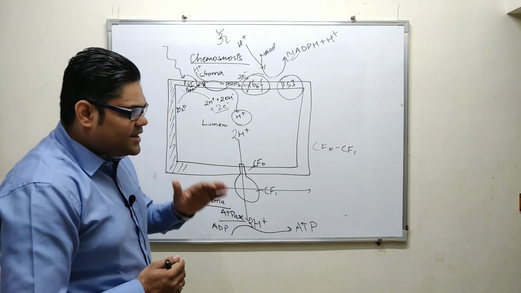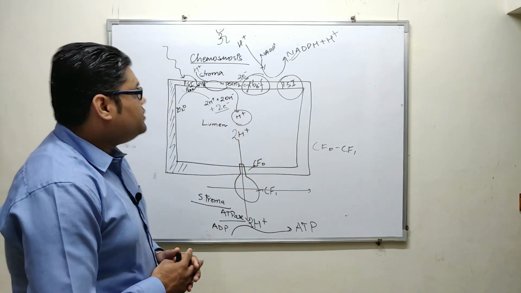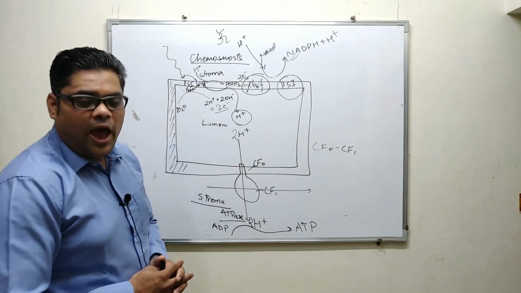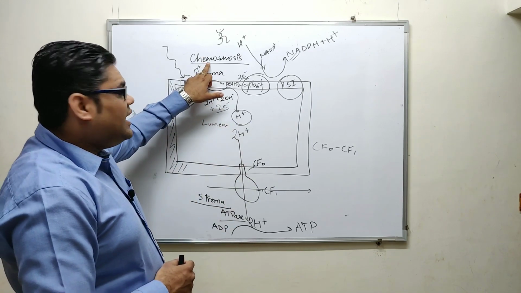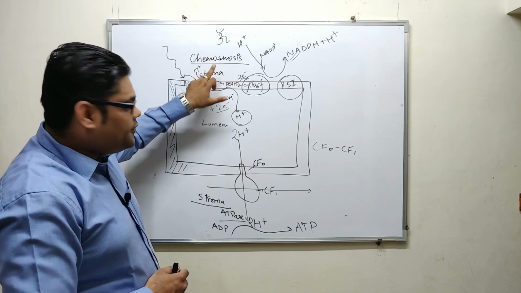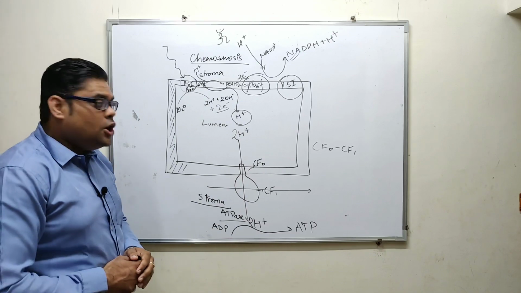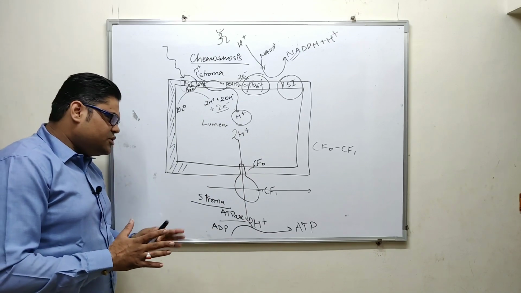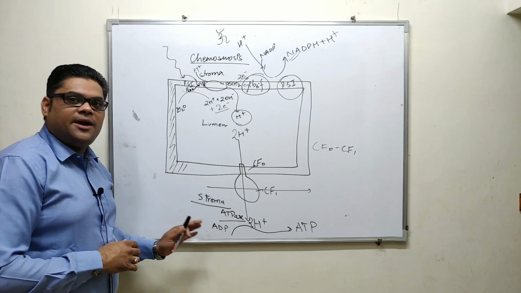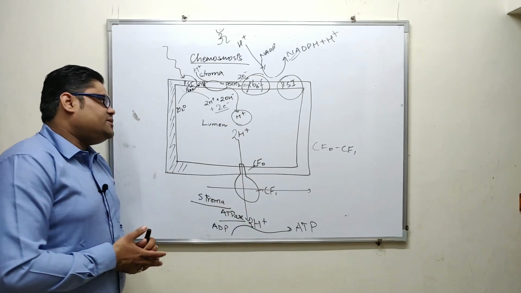Now what is exactly the advantage of this chemosmosis? This chemosmosis helps to maintain the osmotic pressure, it helps to maintain the chemical gradient of H+ ions, and these H+ ions are transferred from inside to outside to release energy, and the energy is captured by ATPase enzyme to form what? ATP.